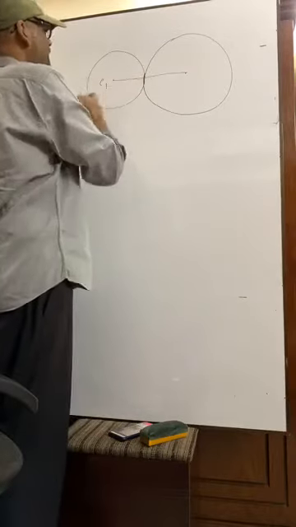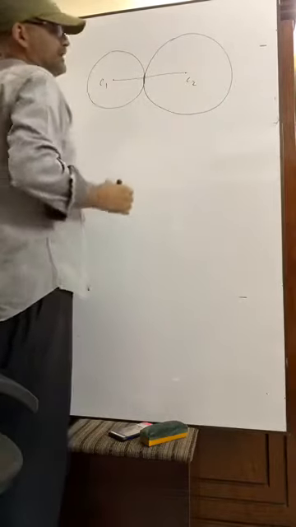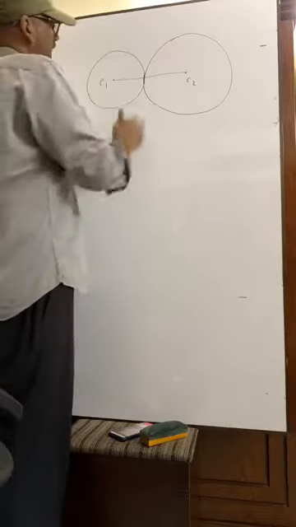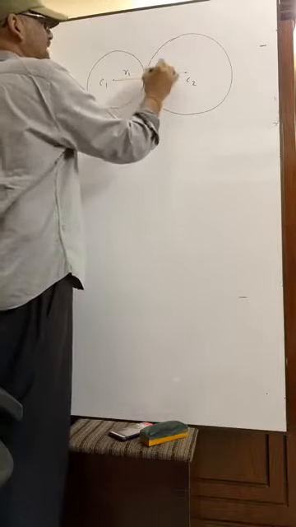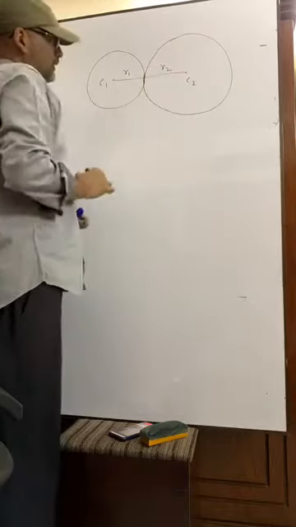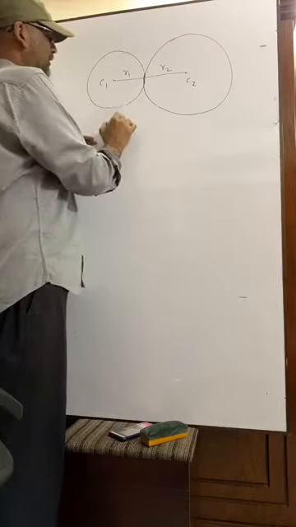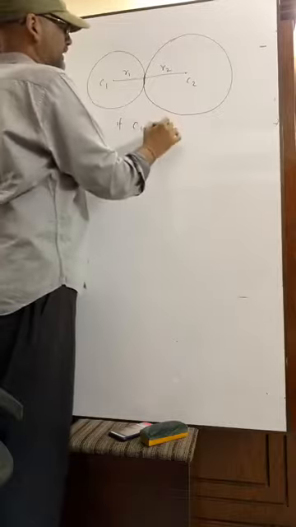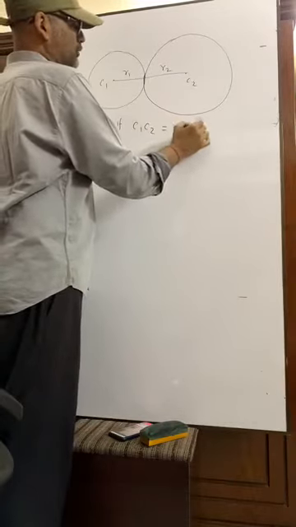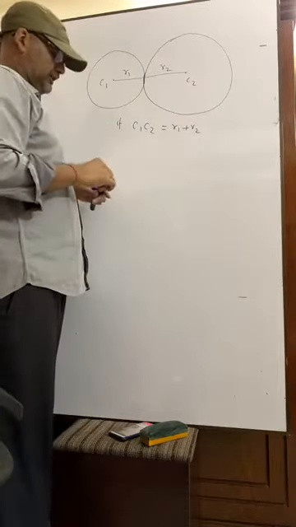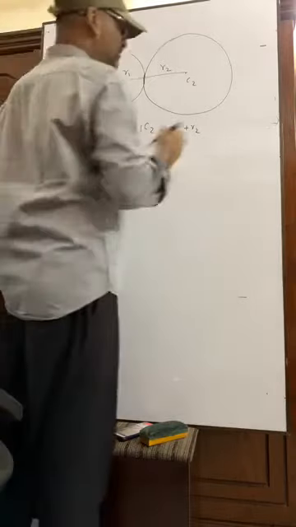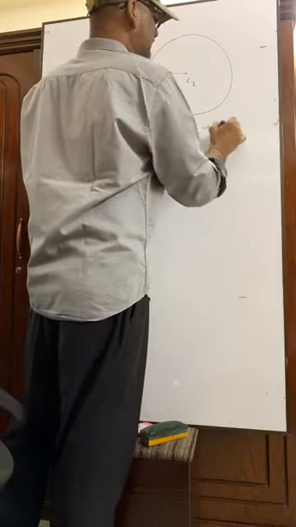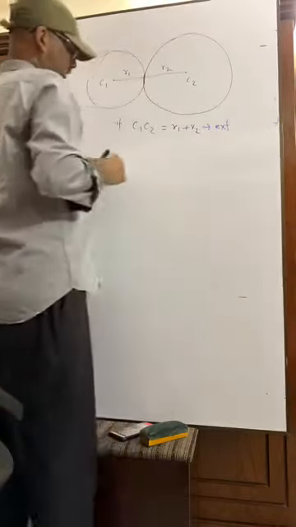Suppose this is C1 and this is C2, the centers of the two circles. Its radius is R1 and its radius is R2. Okay. Write down, if C1C2, the distance between the centers, is equal to R1 plus R2, it means they touch externally. Please try to understand.